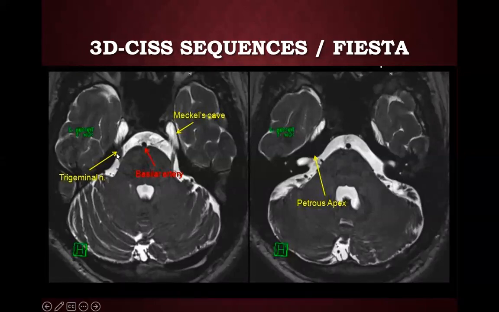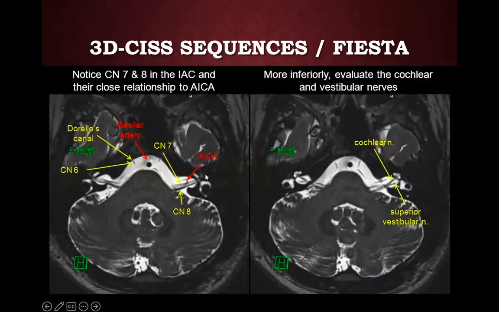For example, we have the basilar artery here. We have the Meckel's cave here where the trigeminal nerve is exiting. This is important for patients who have, for example, idiopathic intracranial hypertension, in which we look at the horizontal diameter of the expansion of the Meckel's cave. We look at the 7th, 8th nerve. This is the petrous apex, and then we have the 7th, 8th nerve exiting. This is the ICA loop. This is the Dorello's canal for the exit of the 6th nerve. So many things we see.